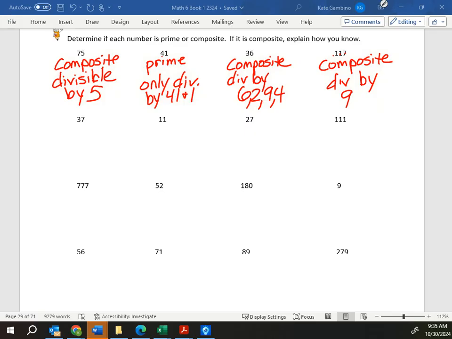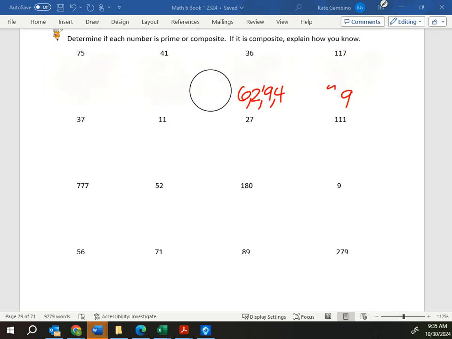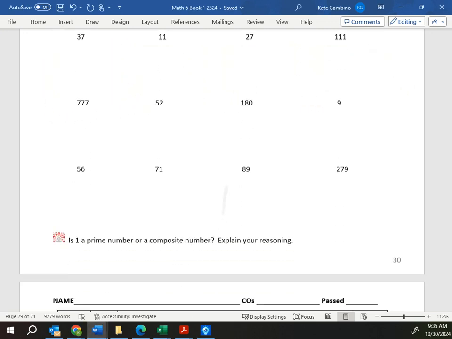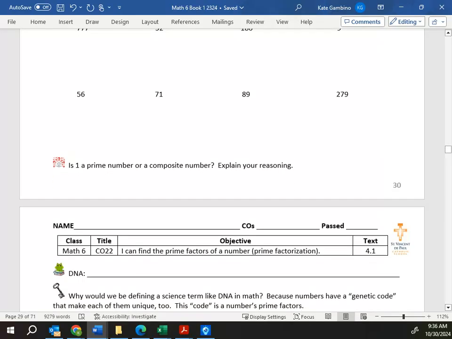You're going to finish this page. It's just a one-pager today, right? Pretty sure. Remember, Khan Academy is due tomorrow. Tomorrow's Halloween. Get your work done tonight so you don't have homework tomorrow night. And answer this bottom question. Is 1 a prime number or a composite number?